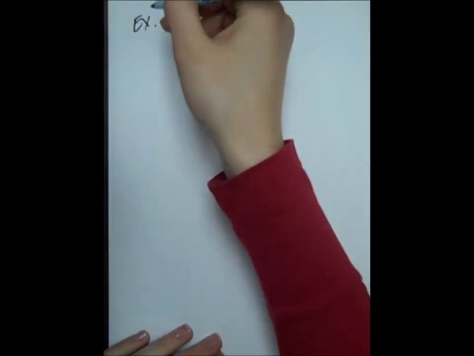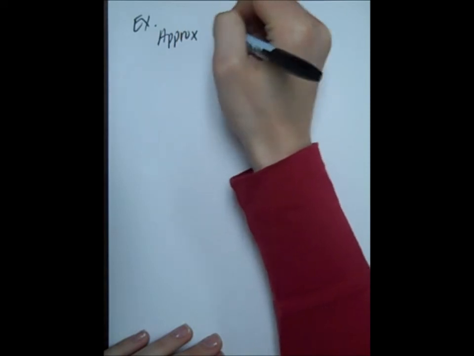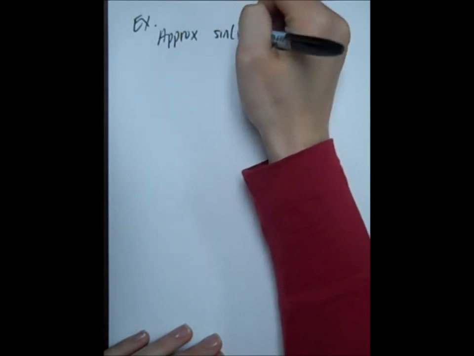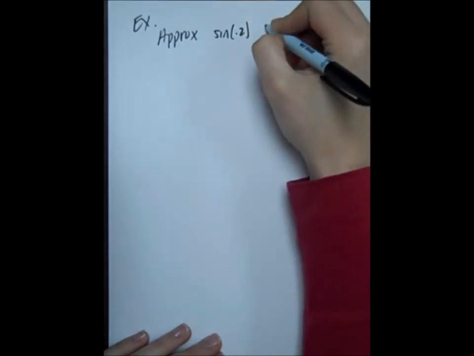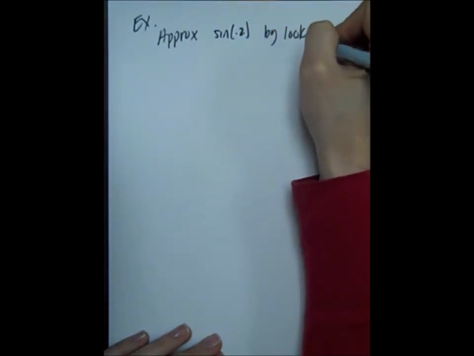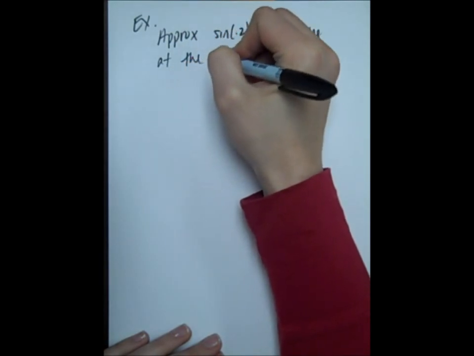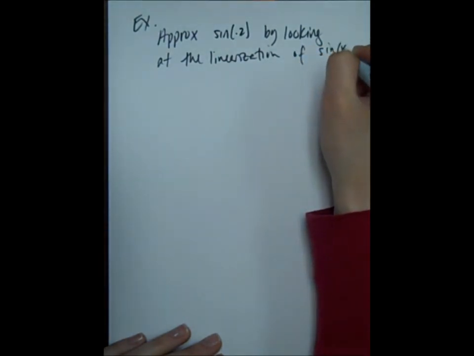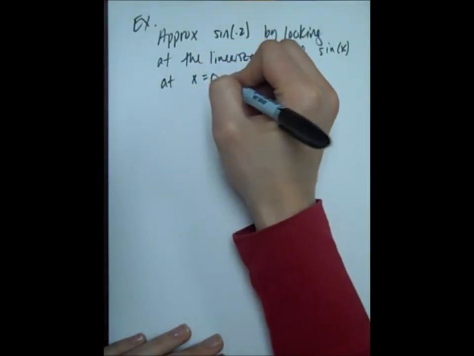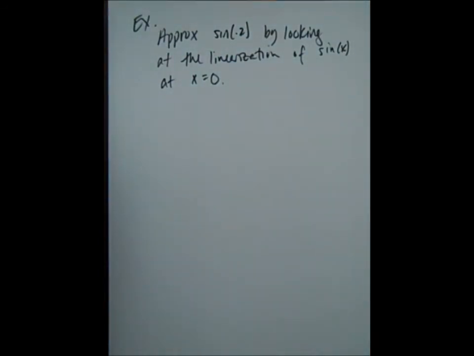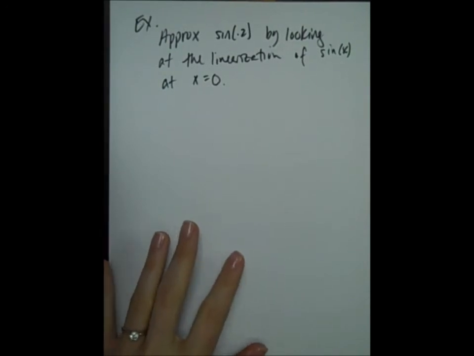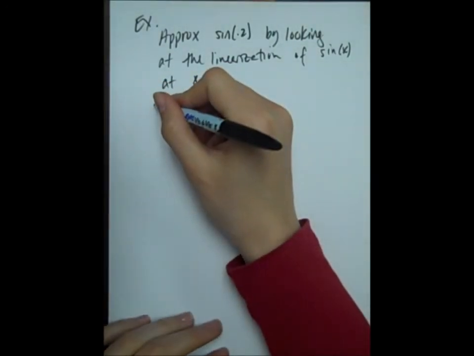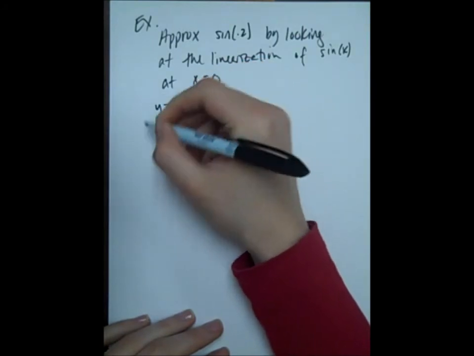Okay, another one here. Let's approximate sine of 0.2 by looking at the linearization of sine of x at x equals 0. So we're trying to approximate a function value by using the linearization. That means I find the tangent line at the given value 0, then I'm going to plug in the 0.2 that I'm looking for. So I need to find the tangent line at 0.